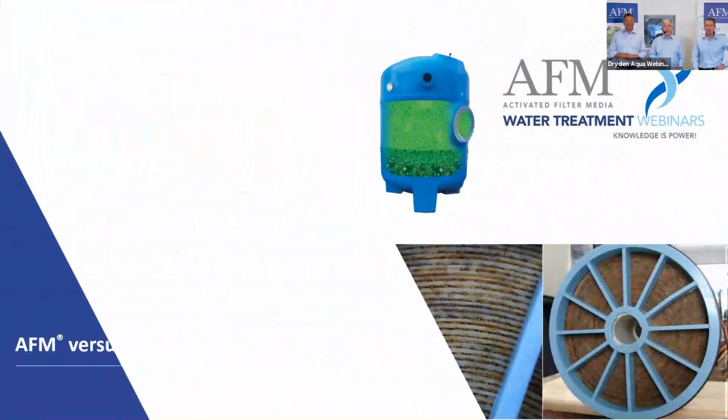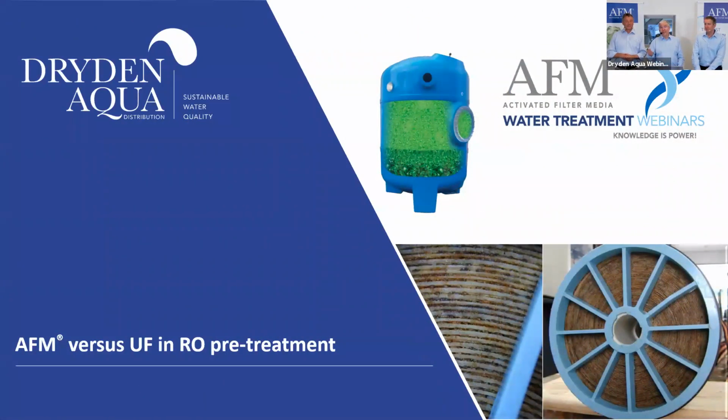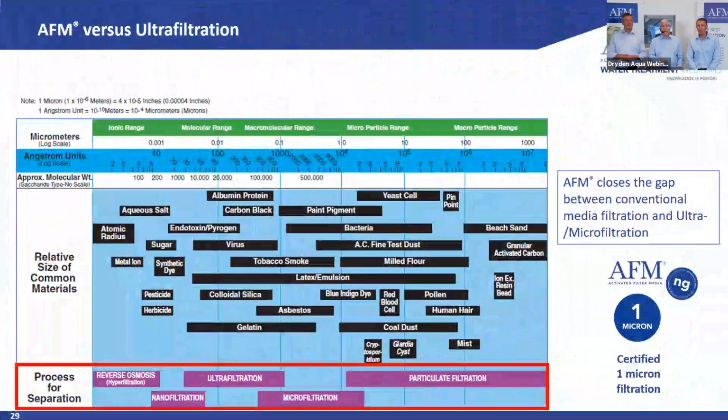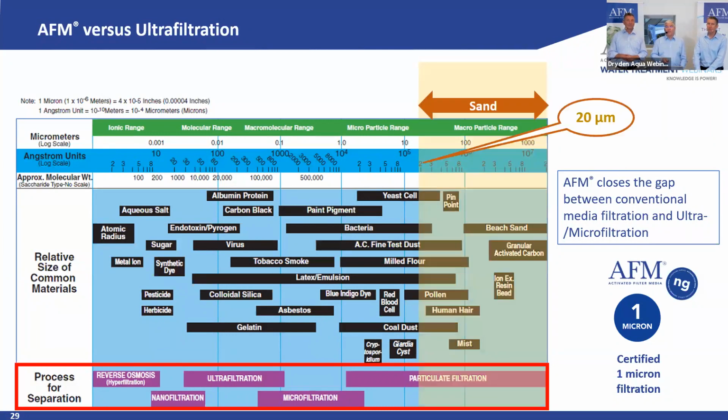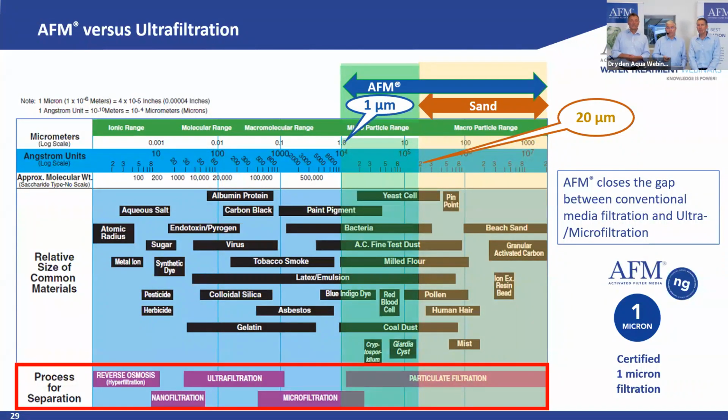So then look at the other options. We not only have sand as a competitor on the market, we also have ultrafiltration. Most of you are very familiar with UF because that's the newest development. You may not know about AFM, but I can show you here why we are actually very competitive with UF. Sand is filtering, as we just talked about many times, down to 20 microns, and it loses performance after that. If you take AFM, we go down to 1 micron. Now we look at the scale at the bottom, processes for separation. We are actually within the microfiltration area when we start at 1 micron removal.